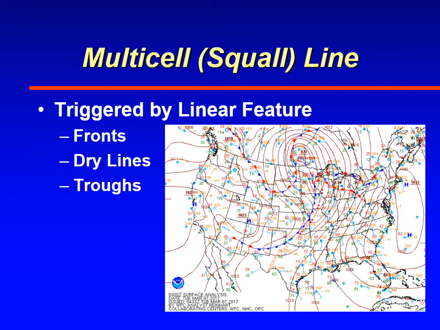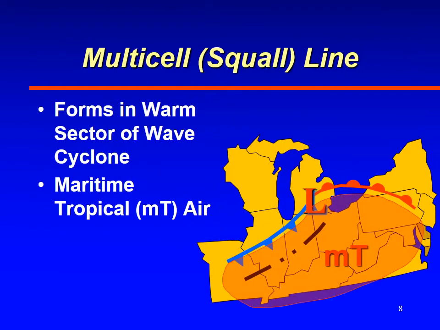But there are other things that can kick off squall lines, things like dry lines, and we do see a dry line here also, or also surface troughs or upper level weather systems. So there's a lot of different things, but they have to be typically linear in feature. And of course, they form in the maritime tropical air, the warm sector, where the temperatures are warmer and there's lots of moisture.